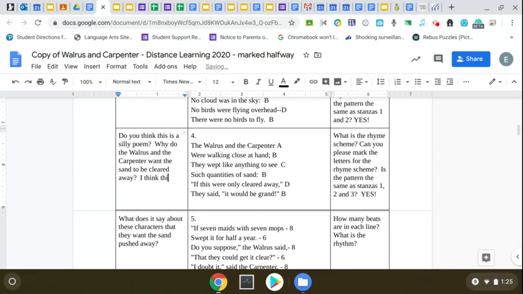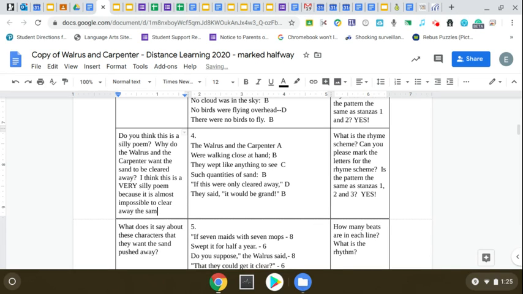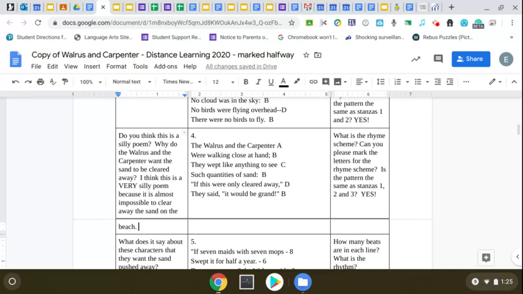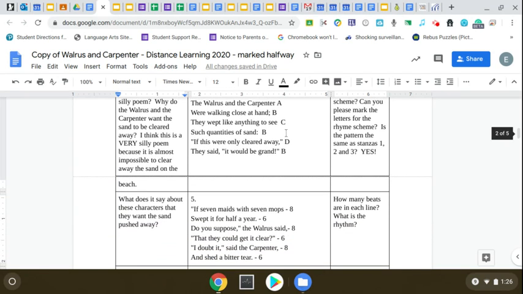I think this is a very silly poem because it is almost impossible to clear away the sand on the beach. I'm not going to say it's 100% impossible because nothing's impossible, but to sweep away all the sand on the beach, I don't know. So I think this is pretty silly.